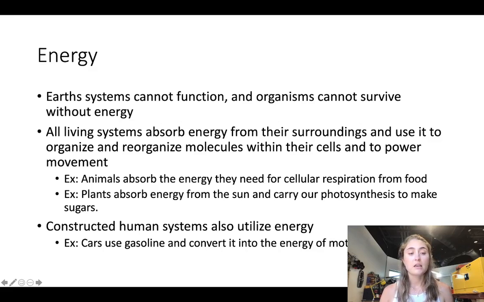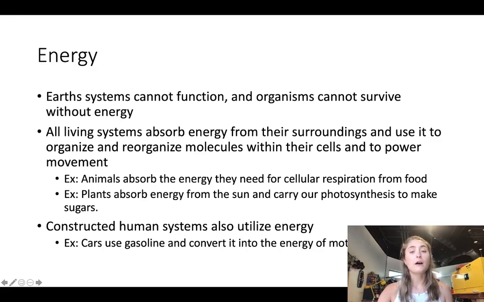So for instance, animals, humans, anything, absorb the energy they need for cellular respiration from food. So we have to consume something that contains energy, and that then becomes energy for us. Additionally, we know plants get their energy from the sun through the process of photosynthesis. They make sugars, and then those are the sugars we then consume.